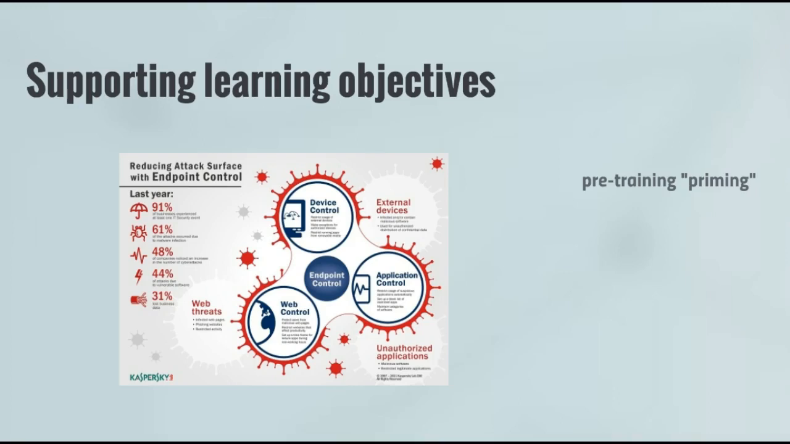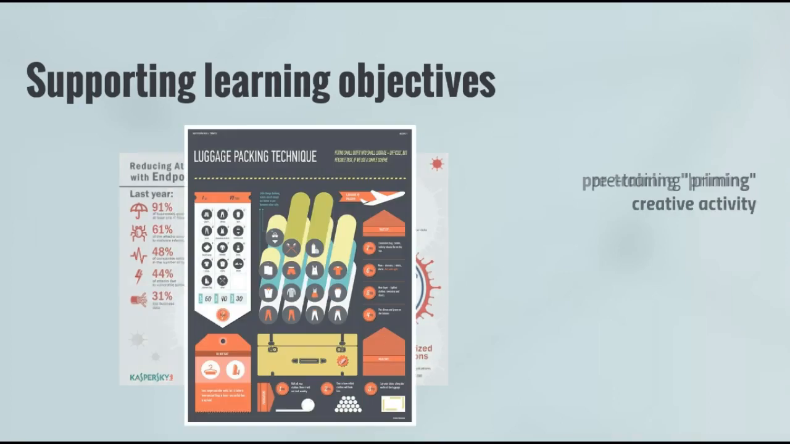Let's talk about pre-training priming, giving information before training ever starts. Maybe this goes out in an email before the training even starts as a way to get your learners to understand what they're going to be learning about. So as soon as you see this picture, your learner hopefully will start trying to make connections and search for the prior learning that they already have that's going to match this new information that's presented. That makes it easier to take in the information once they actually get to your training.